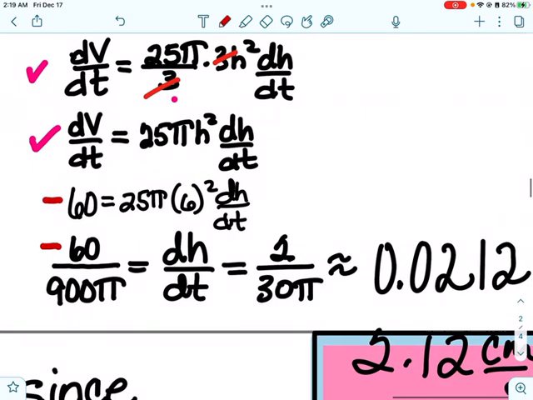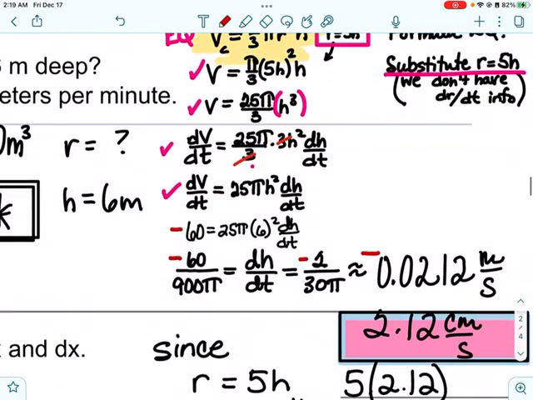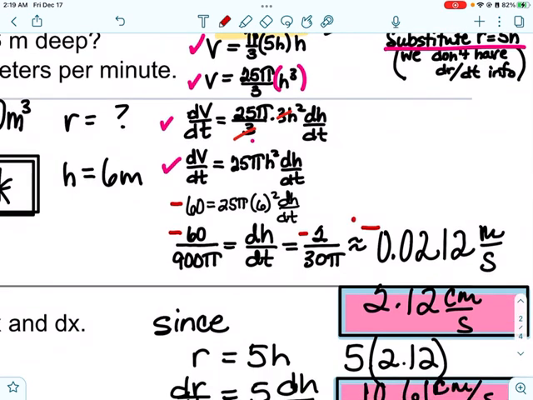I'm going to put the negative here. Okay. So we solve dh/dt and we eventually get negative 0.0212 meters per second. But that's not what it asks for. It asks for centimeters per second. So for your answer, you move your decimal place over twice, and you get 2.12 centimeters per second. Okay, and that's the answer for your first one.